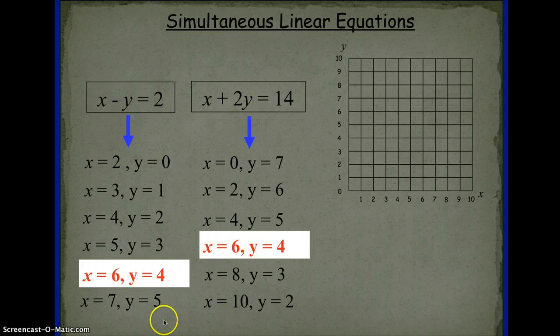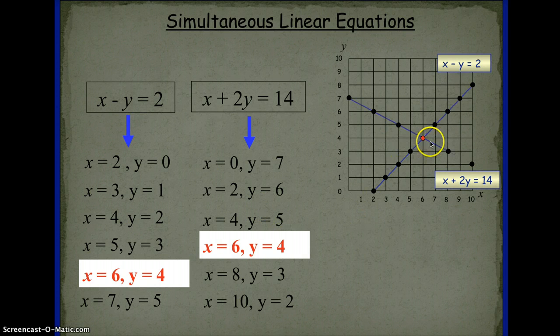Now if I graph all these values, it will look like this. The red dot is 6 and 4. If you are looking at it in a graph, it should be where those two lines meet. So this is the unique solution. The solution for this is x is equal to 6 and y is equal to 4.